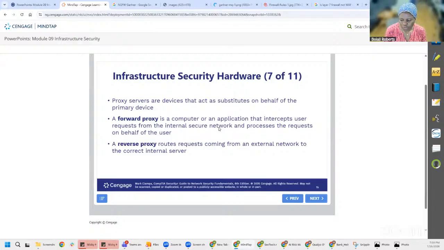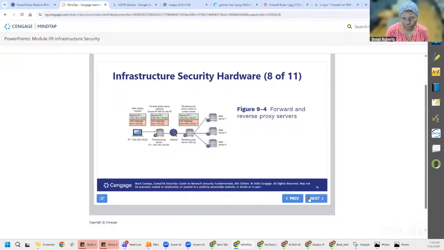It could be because you don't want the internal networking details or internal information getting outside of the network. Then you also have a reverse proxy. The reverse proxy routes requests coming from an external network to the correct internal server. So acting on behalf of. Okay.